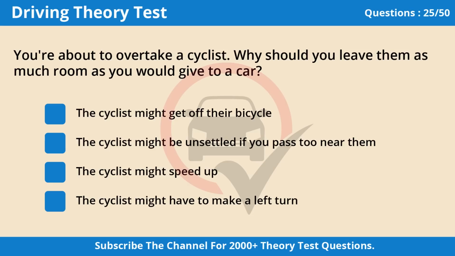Question 25. You're about to overtake a cyclist. Why should you leave them as much room as you would give to a car? A. The cyclist might get off their bicycle. B. The cyclist might be unsettled if you pass too near them. C. The cyclist might speed up. D. The cyclist might have to make a left turn.